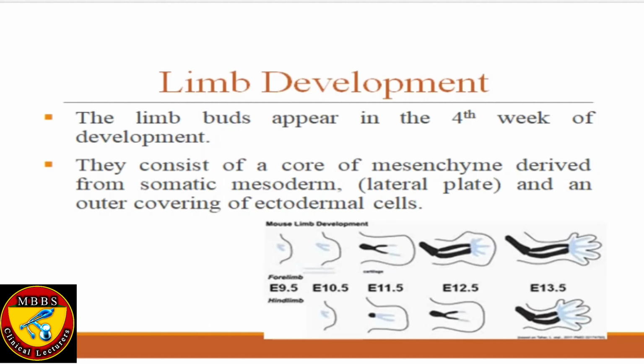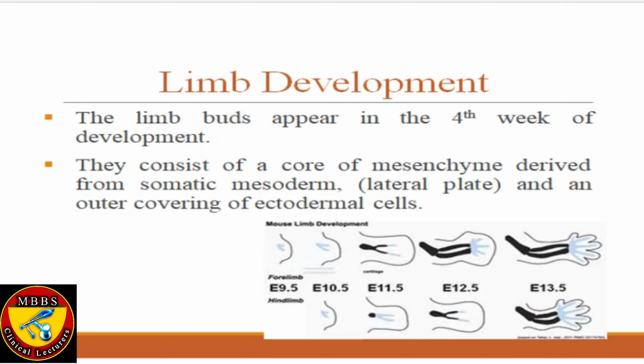Development usually occurs at the 4th week and it appears in the form of limb buds. The limb buds consist of a core of mesenchyme derived from the lateral plate of the somatic mesoderm and an outer covering of the ectodermal cells. We already know that the mesoderm consists of the paraxial, the intermediate, and the lateral plate of mesoderm. The lateral plate of mesoderm actually gives rise to the core of mesenchyme forming the limb buds.